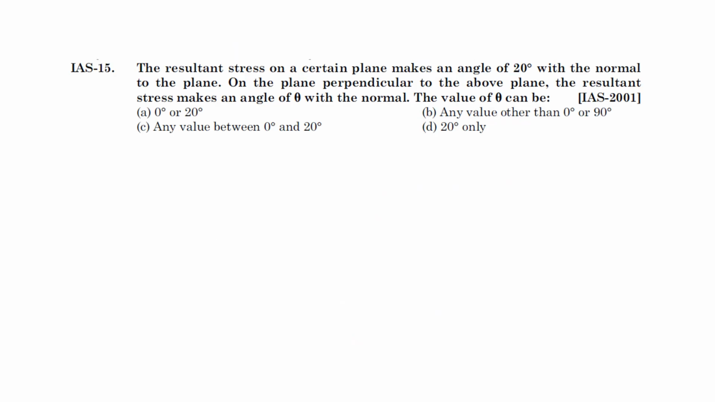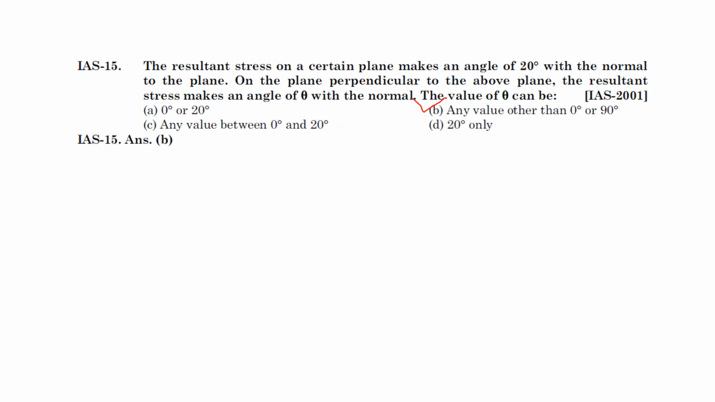Okay, this is the next question. The resultant stress on a certain plane makes an angle of 20 degree with the normal to the plane. On the perpendicular to the above plane, the resultant stresses make an angle of theta with the normal. The value of theta can be 0 or 20 degree, any value other than 0 or 90 degree, any value between 0 and 20 degree, or 20 degree only. So this is actually B, any value under 0 or 90 degree. This is a fixed kind of thing, like a fact, so you have to remember this. So the answer is B.